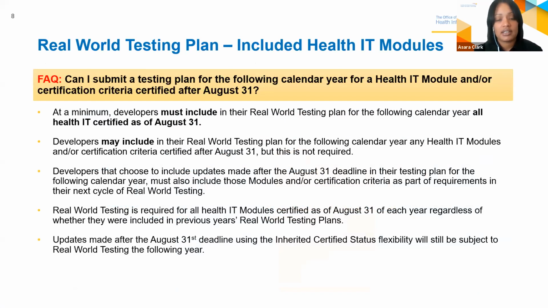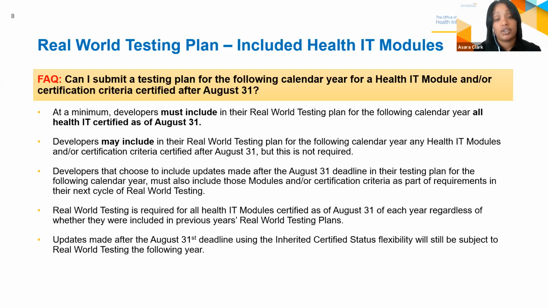Now, we have received a real world testing plan FAQ that we definitely want to make sure that we cover. We've gotten this FAQ from developers as well as ONC ACBs, where folks want to know, can I submit a testing plan for the following calendar year for a health IT module or certification criteria certified after the August 31st deadline that I keep referring to? Okay, so the answer to this is, at a minimum, developers must include in their real world testing plan for the following year all health IT certified as of August 31st. We know that, we've just stressed that.